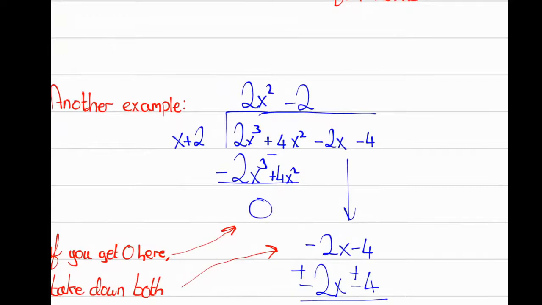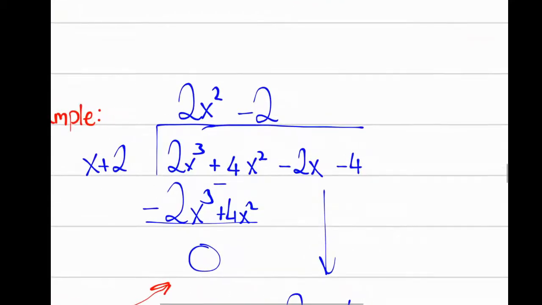So another example, you may get a 0 when you subtract. So dividing x plus 2 into 2x cubed plus 4x squared minus 2x minus 4. X plus 2 into 2x cubed gives us 2x squared. Multiply that out by both of these terms, you'll get 2x cubed plus 4x squared. Draw the line, change the sign. When you look here, subtracting 2x cubed plus 4x squared from itself gives 0.